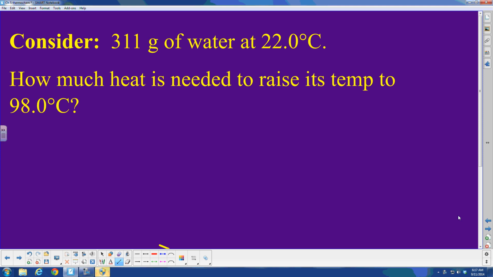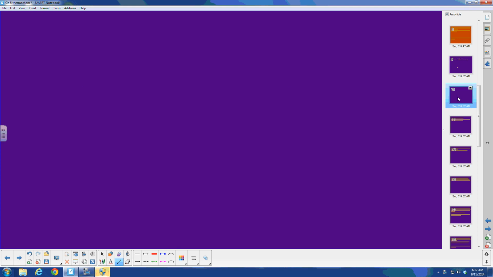Let's continue with our considers. We're in our discussion of thermochem, and we come up with this question here. I have 311 grams of water at 22 degrees Celsius. How much heat is needed to raise its temperature? So we want to talk a little bit more about heat, and specifically, we need to get into this idea of specific heat. So let's talk for a second, right?